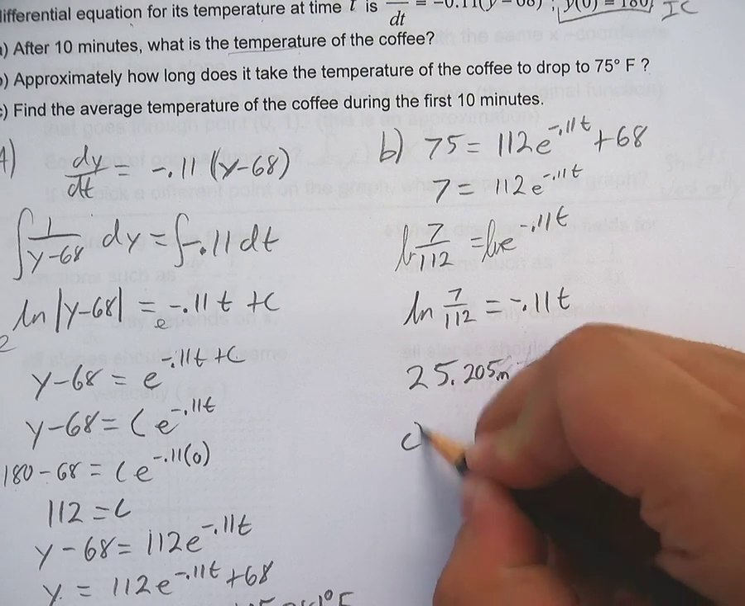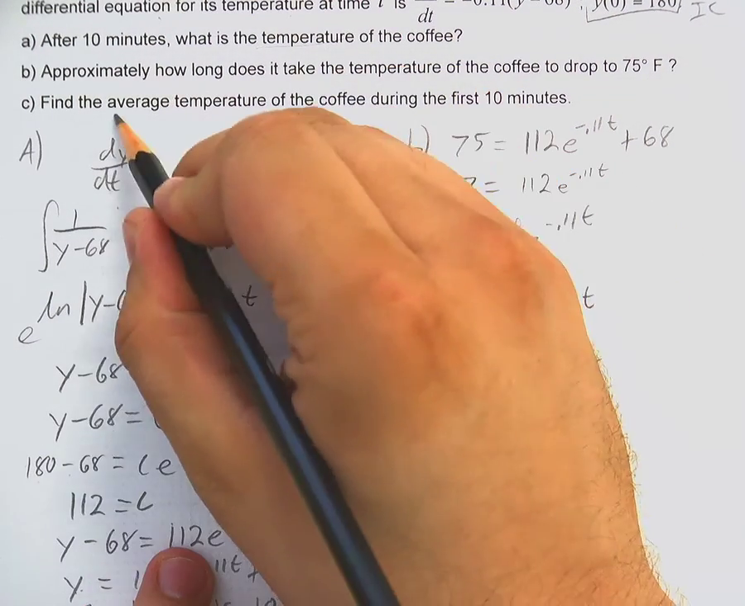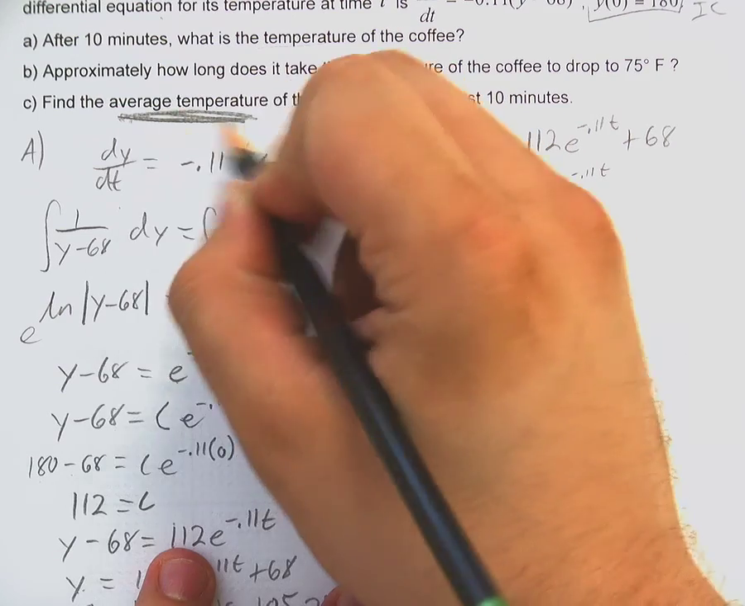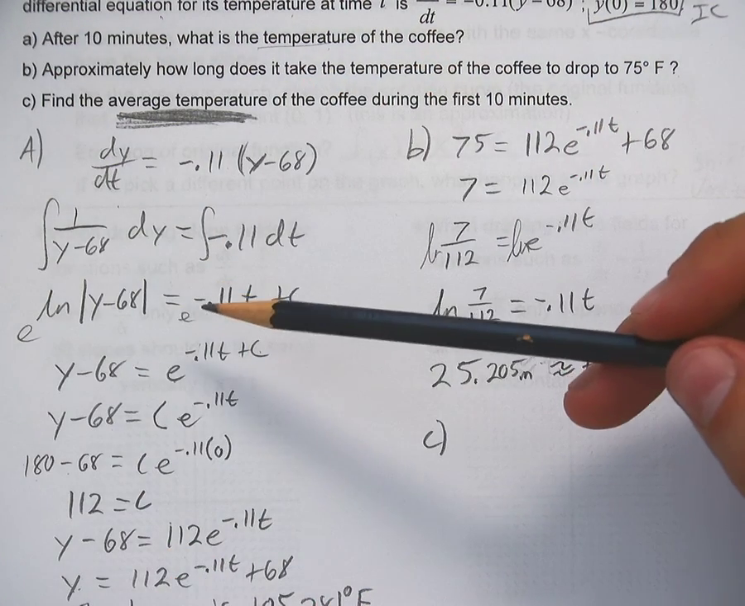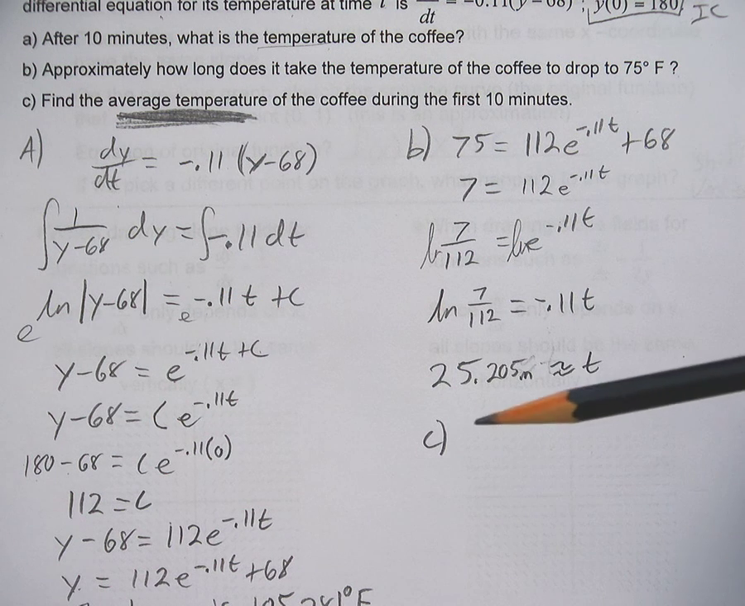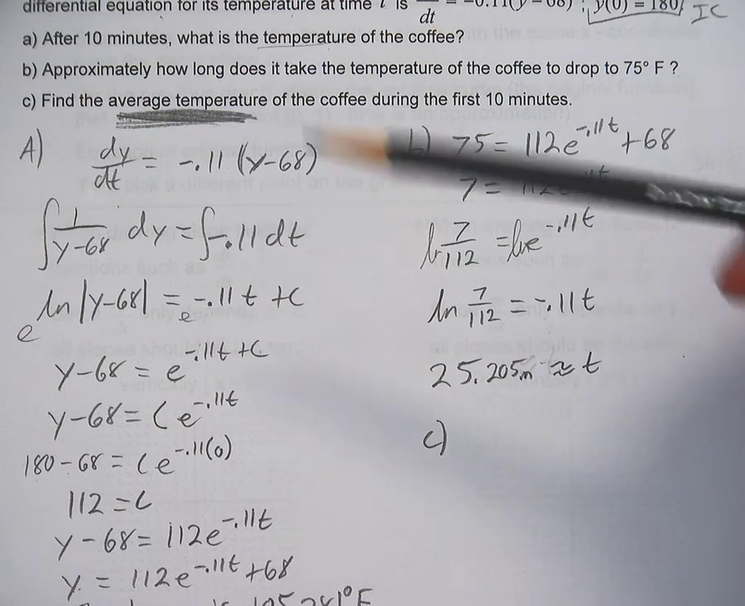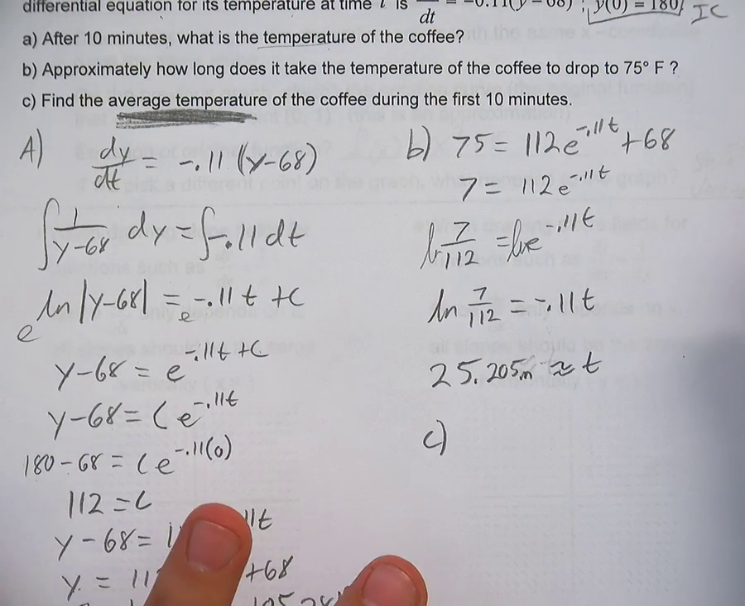And then C, sorry to just blaze along here, but I want to make sure to get to the back one here. Find the average temperature of the hot coffee during the first 10 minutes. Keywords, average temperature. You know the temperature came from the integral, right? Well, the average temperature is going to come from the integral of that. This is basically saying find the area under the curve, but it's an average area.